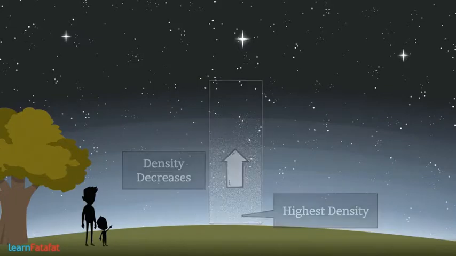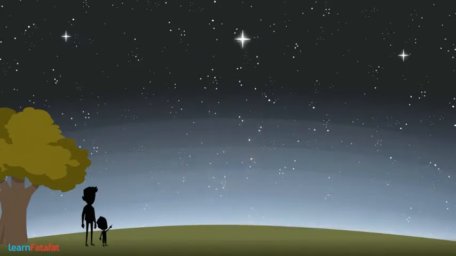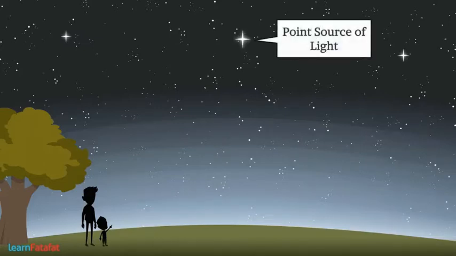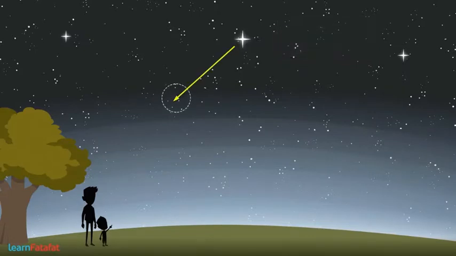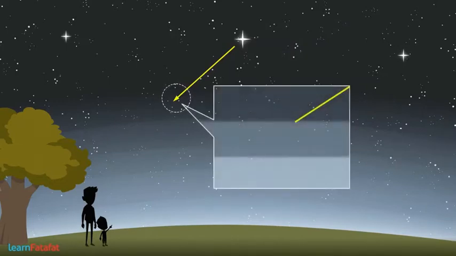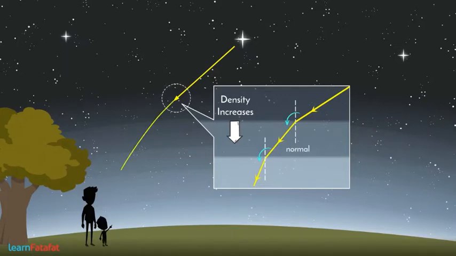Now let's talk about a star. A star has its own light. Since stars are at a far distance from the Earth, they look point-sized and so are treated as a point source of light. The light coming from a star, that is starlight, when it enters the Earth's atmosphere layer by layer, experiences increasing density and so bends towards the normal at the boundaries between the layers. When it comes to us, we observe the star to be slightly higher than its actual position.